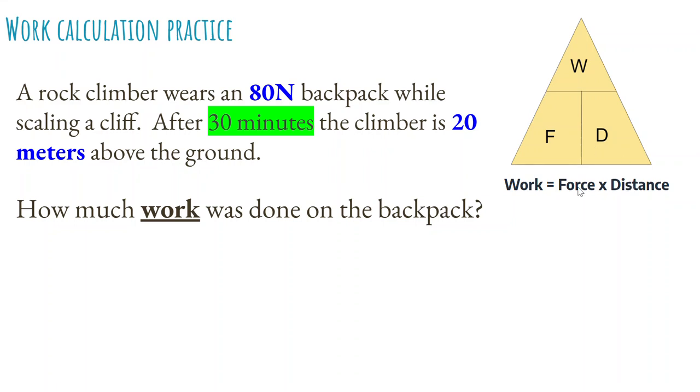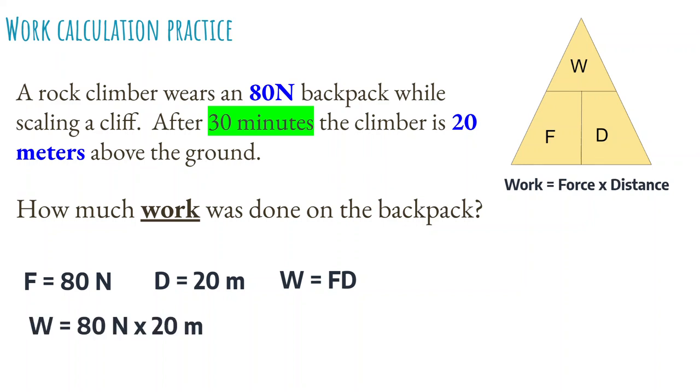And I need distance, force times distance. So I keep reading. After 30 minutes, minutes is not distance, right? That's time. So I'm going to keep going. After 30 minutes, the climber is 20 meters above the ground. There's my distance, 20 meters. So I have force is 80 newtons and distance is 20 meters. Let's do the math. Force is 80 newtons, distance is 20 meters, and work is just force times distance. We'll plug in what we can. Work is 80 newtons times 20 meters. It's 1,600 joules, or 1,600 joules, either way.